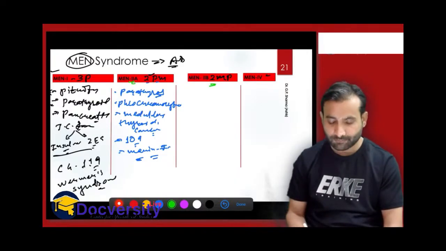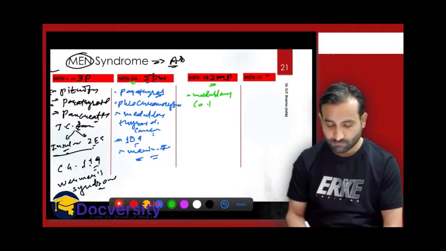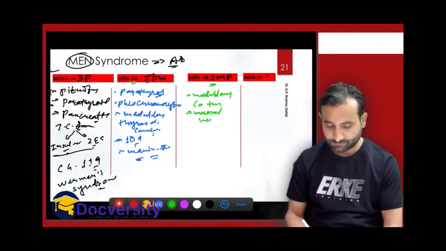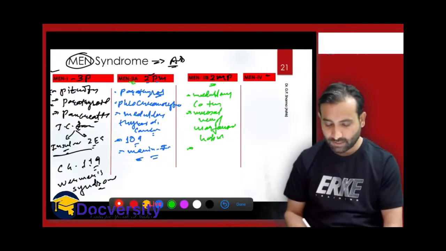Let's go with the MEN2B. 2A we did, 2B. 2B is what? 2 MP, right? So what is this 2 MP? 2 MP means, you can see over here, that is the medullary carcinoma thyroid, 1 M. Another M is what? Mucosal neuroma, or Marfanoid habitus. That is M, and that is 2 M.